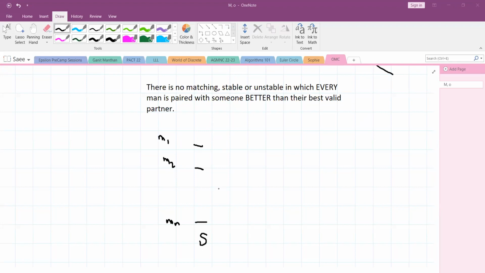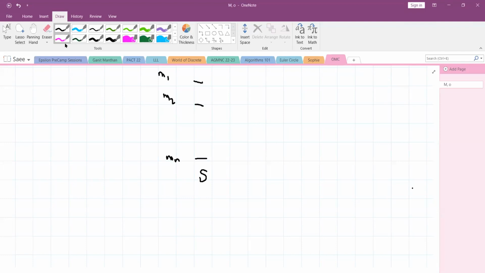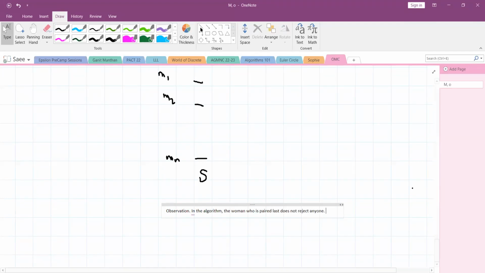How will we do that? A nice observation: in the Gale-Shapley algorithm, the woman who gets matched last does not reject anybody. Right? Does that make sense? Let's write this observation down. In the algorithm, the woman who is paired last does not reject anyone.